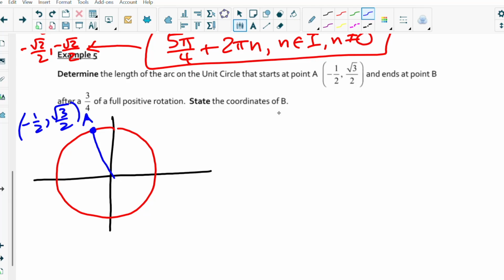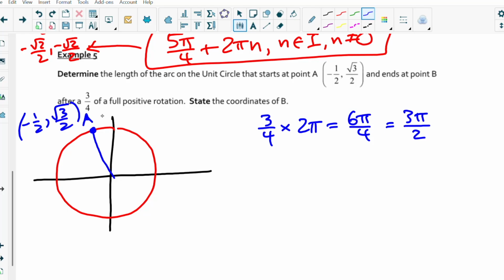Okay, so first of all, 3/4 of a full positive rotation is 3/4 times 2 pi, and that is 6 pi over 4, or 3 pi over 2. So I'm going to go 1.5 times a half rotation. So 1.5 rotations, or it looks like 3 quadrantal angles. So 3 90-degree rotations, right?